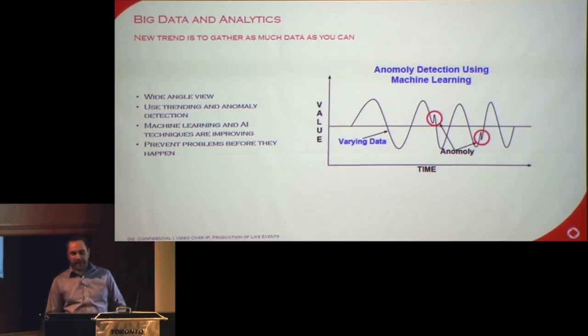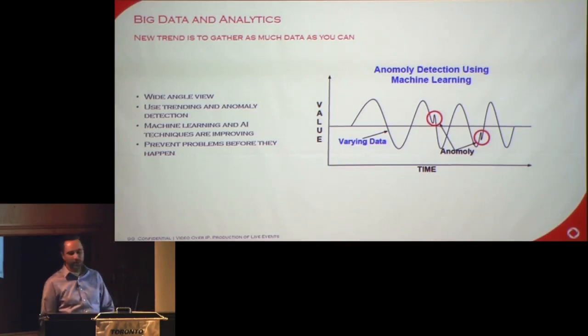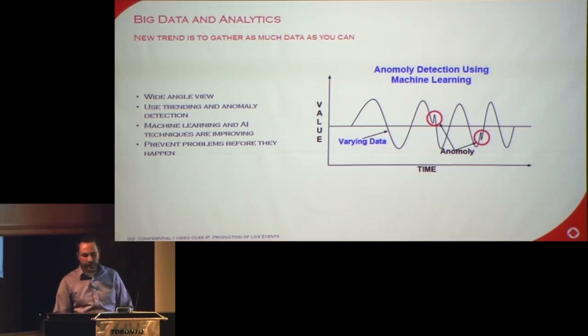This is a very basic example of anomaly detection, but if we had a method to see that dip 21 days earlier, that would have given us enough time to open up a maintenance window, ship out a spare SFP, get it installed, and do it without actually going off air. So the bottom line here is we want to start preventing problems before they happen.